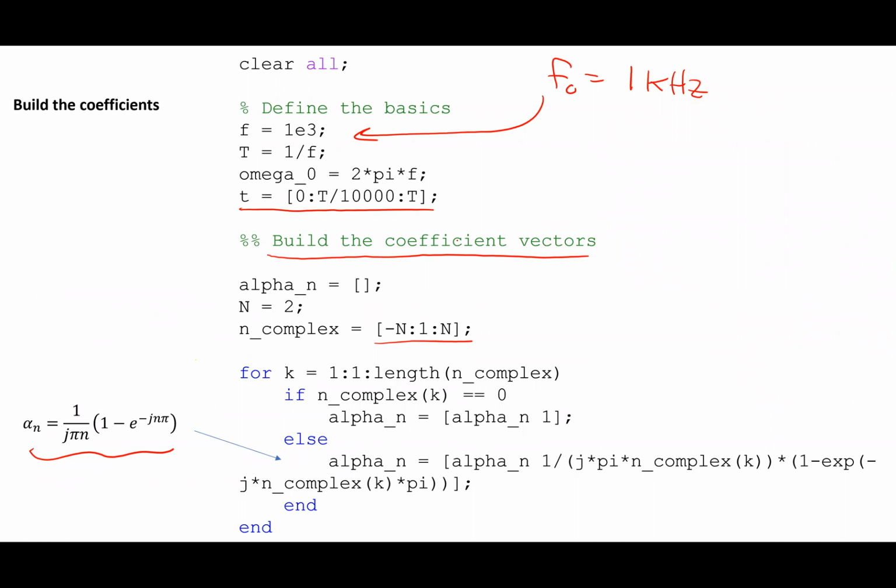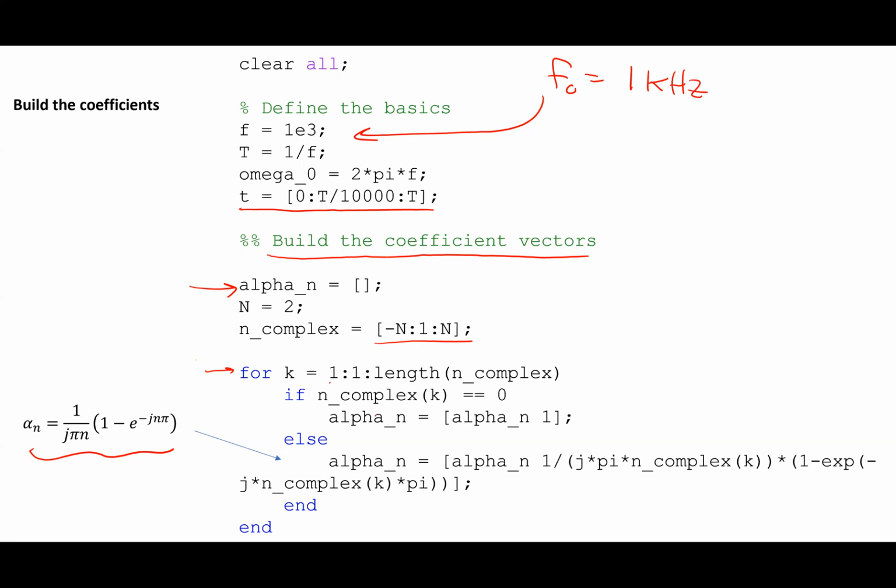All right, so back to my code here. What I did was I'm creating an alpha n vector. Notice I created an empty vector. Now in my example, I did n equal to 2, so very simple. This will go to the second harmonic. Because I'm doing the complex version of the series, that's going from -2 to 2. So I write a for loop that loops from 1 to the length of that complex vector.